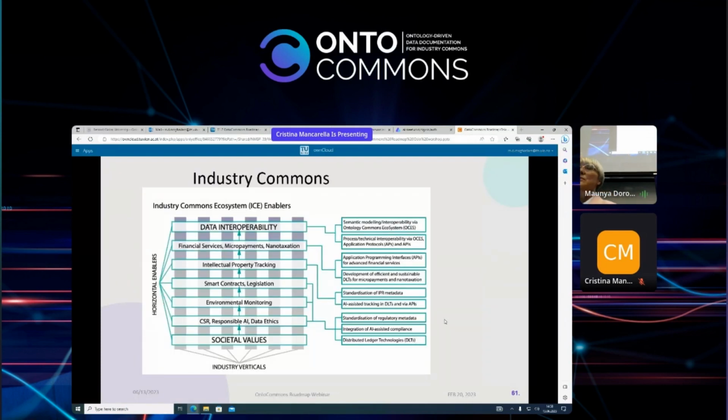So the industry commons ecosystem approach then looks to create a series of enabling horizontals that cut across industry verticals. And data interoperability obviously is the main one, and this is where OntoCommons comes into it. And it's supported by a whole series of others, such as financial services, intellectual property tracking, legislation or regulation, environmental monitoring, corporate social responsibility, and of course societal values, things that, for instance, involve embedding our societal principles such as inclusion, where we look at, for example, data biases, all embedded in these systems. So this is the mapping of the industry commons.